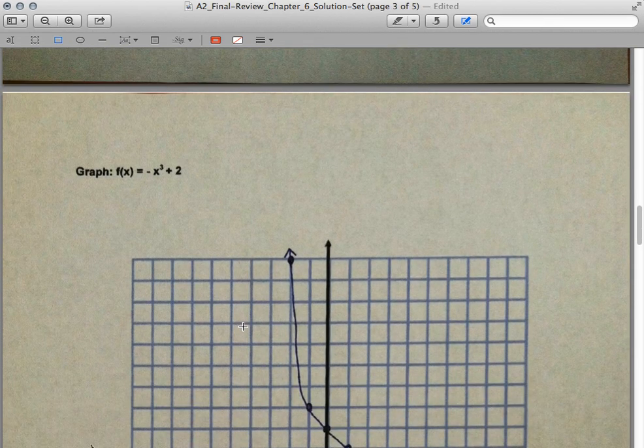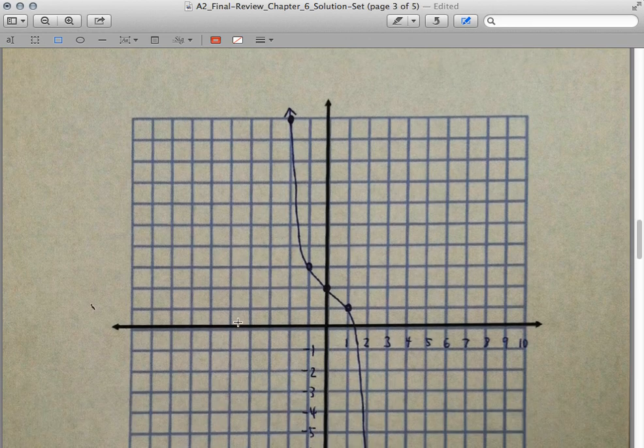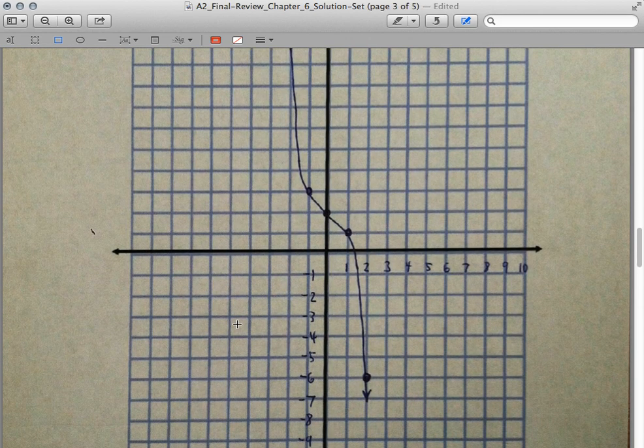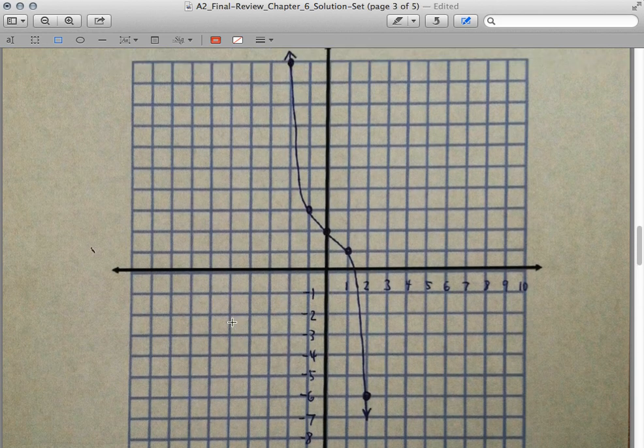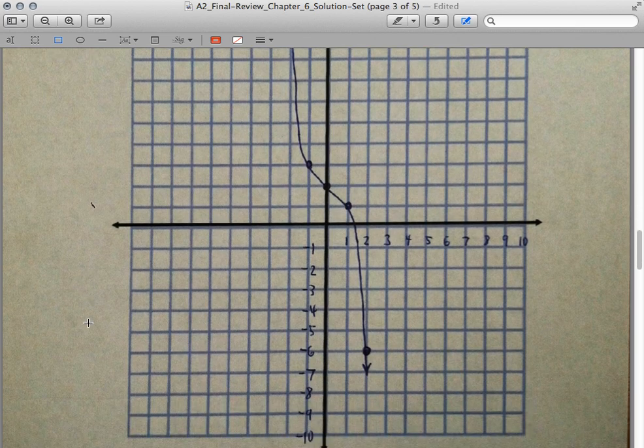On the following page, those ordered pairs are simply graphed, and this is the resulting polynomial function. This polynomial function comes down here, curves through the point 0, 2, and then curves back down through the point 2, comma negative 6.